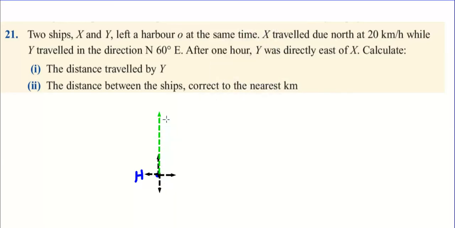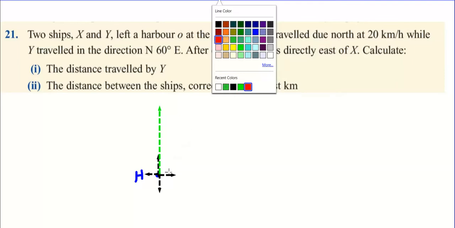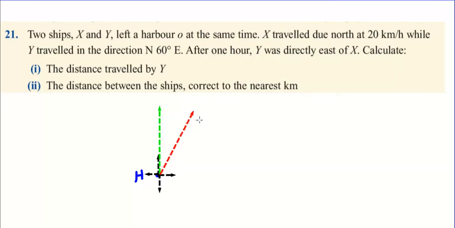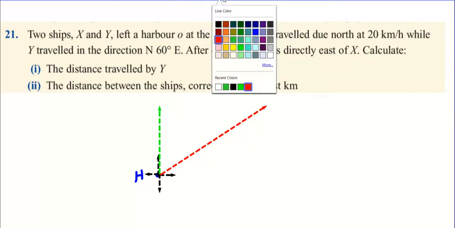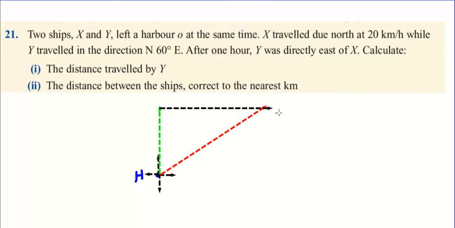That's x traveling due north, the green line. And then y traveled in direction north 60 degrees east. I'm going to use a red line for this. So here's north, and then go 60 degrees downwards, 60 degrees east. Then y was directly east of x. So I need to keep going until they're both at the same height. Then I can link them together using a black line, like so. Now, we know that this is north 60 degrees east, so we know this is 60 degrees.